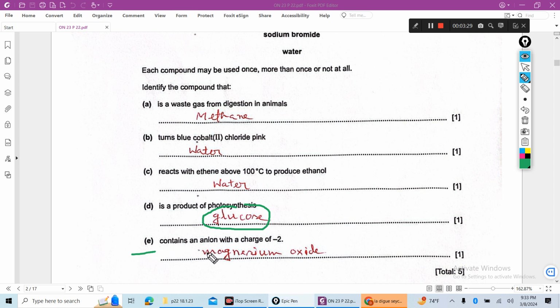Now, contains an anion with a charge of -2. You know, magnesium oxide, MgO, here magnesium is +2, oxide is -2. So magnesium oxide will be the answer.